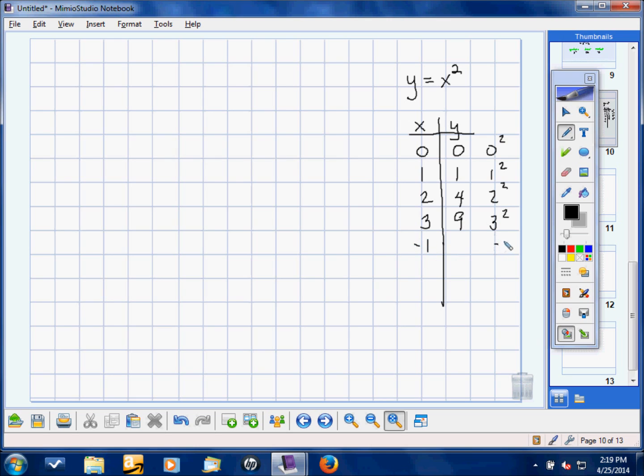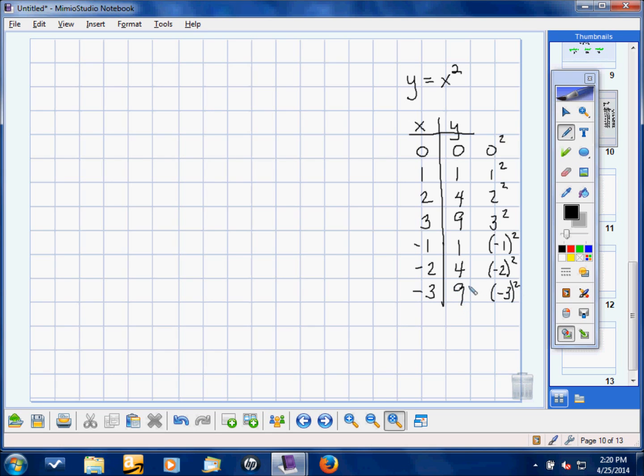Negative 1 squared. Positive, yes. Negative 1 times negative 1, remember, is 1. Every time, a negative times a negative is a positive. Negative 2 squared is how much? 4. Negative 3 squared is 9.